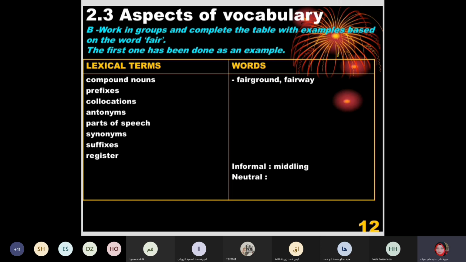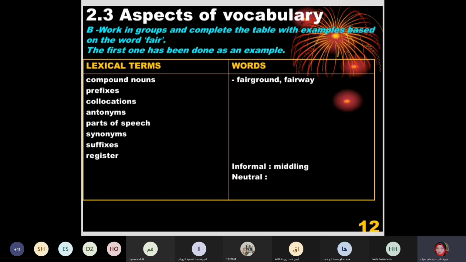Fairground, fairway. This is a compound noun, but collocations are separate words that go together, like catch cold, have lunch, make a mistake, do laundry. So based on the word fair, as you have just said, it's fair hair, fair skin, fair weather, fair day, a fair chance, fair play, etc.